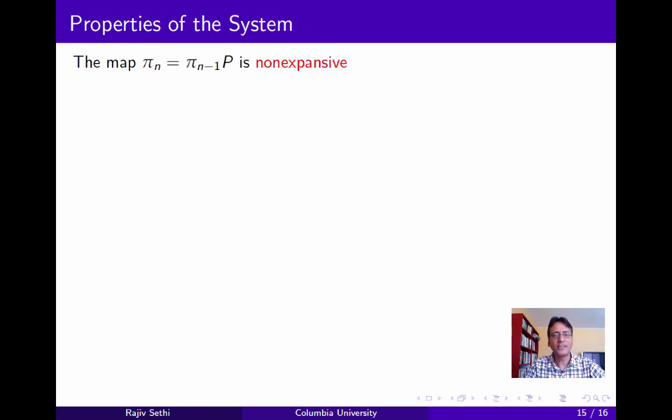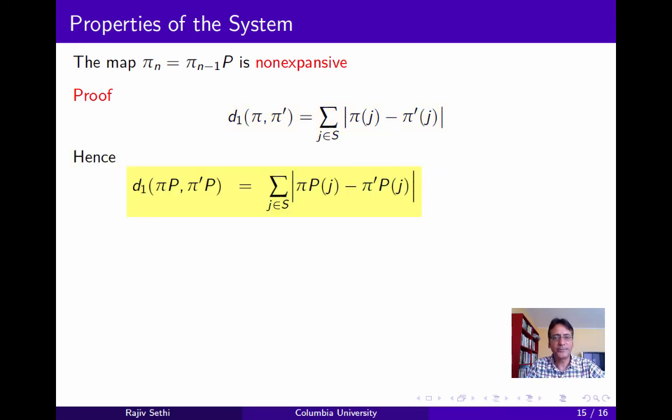Now we'll begin by showing that the system is described by a non-expansive map. So recall the definition of this. We need to show that the distance between the images of two points, π and π′, is less than or equal to the distance between the points themselves. Again, the proof is mechanical. So here's the definition of distance between two distributions π and π′. Now the distance between their images, πP and π′P, is as shown on the slide by definition.